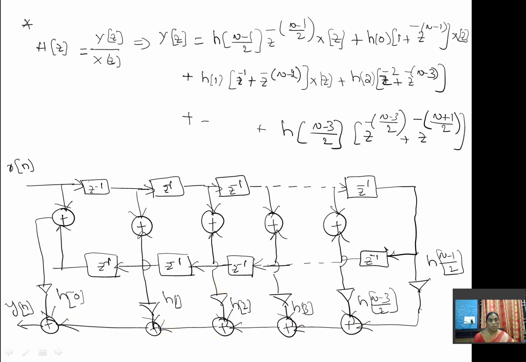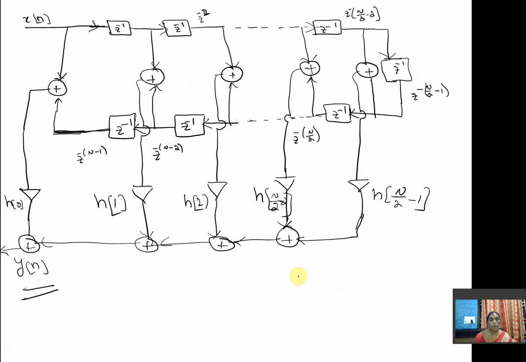It is okay for N odd. This is nothing but the linear phase realization of an FIR system. For the FIR system, the number of multipliers required in this case is (N plus 1)/2. In the previous case, the number of multipliers was N by 2. Okay, right?